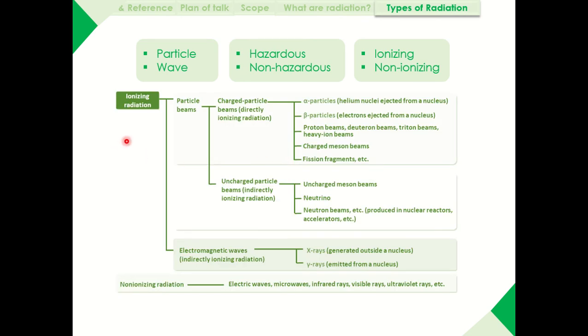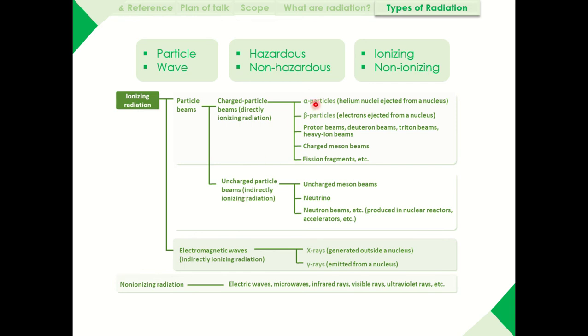Then we have ionizing radiation. These are the different examples of radiation: ionizing radiation and non-ionizing radiation. I said that in ionizing radiation we have particle beams and electromagnetic waves. Even in particle beams we can have charged particle beams, and in that the classification is directly ionizing radiation, and we have indirectly ionizing radiation, which is classified as uncharged particle beams.